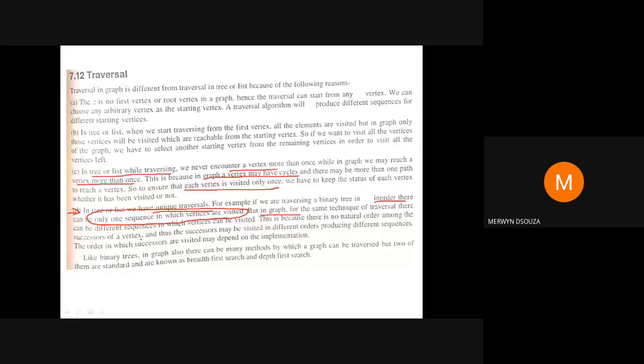There are two main methods of traversal in a graph: breadth first search or BFS, and depth first search or DFS. We are going to learn both these methods today. The first method is breadth first search.